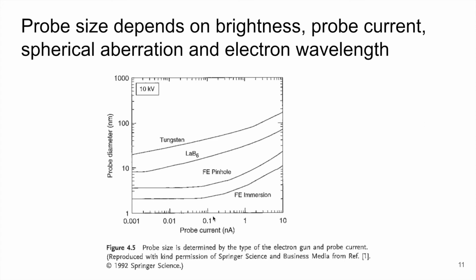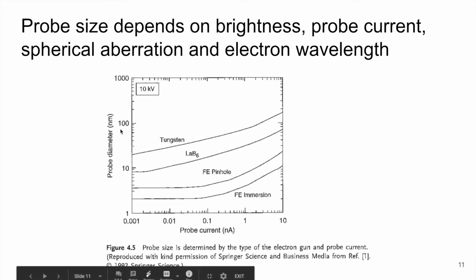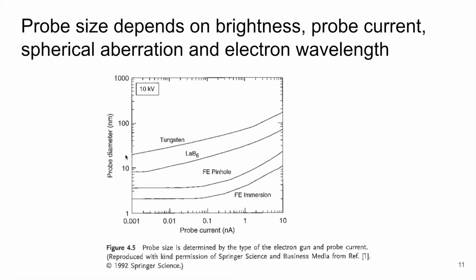We have current plotted, and then the diameter. So that's obviously what we're trying to achieve, the smallest diameter possible. And so we can see that if we decrease the current, we decrease the diameter. So that was what we saw from the first equation. So that's a big trend that we see. And then we can also see that if we go from tungsten to LaB6 to the field emission, we decrease the diameter as well, therefore increasing resolution. And so that was inherent to the beam brightness as well.